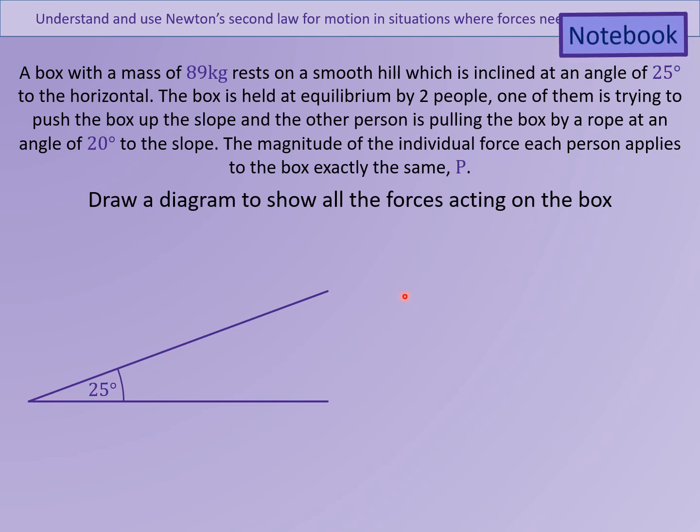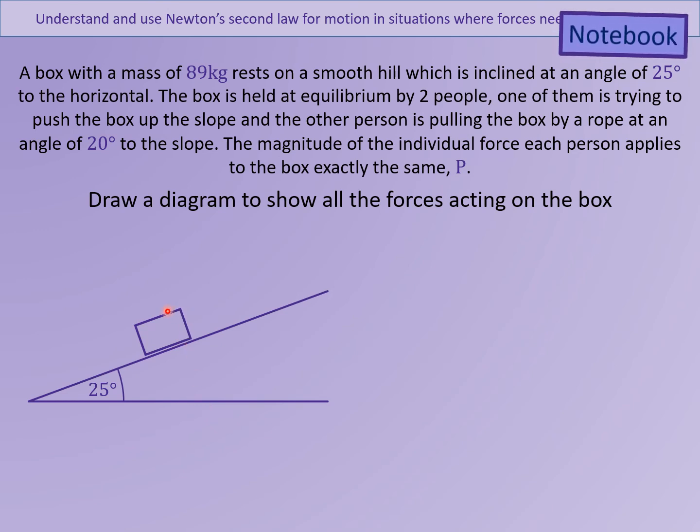Also, you don't need to show it as a hill. It's not a parabola shape or anything like that. You could just show that angle of 25. Now the box is sat on that slope, so I can stick the box on the slope. And I use that sort of rectangle shape regardless of what it is. In this case, it is a box, so it makes sense. Now let's say that box is just sat there. Okay, that box is just sat there, there's nobody touching it. What are the forces acting on that box?